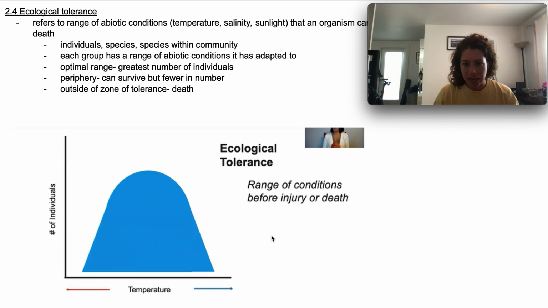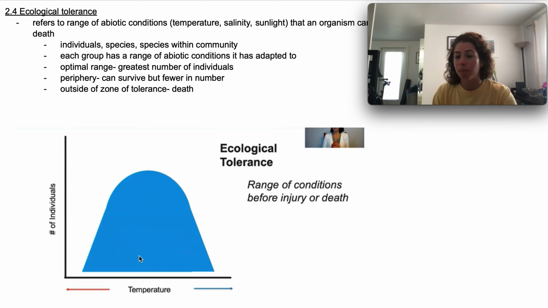Ecological tolerance is the range of abiotic conditions that an organism can survive in. So basically, as you move around this ecological gradient, it's going to impact your number of individuals, which is generally your y-axis. So either increasing or decreasing temperature is going to have an impact on the number of individuals of that species that's able to survive.